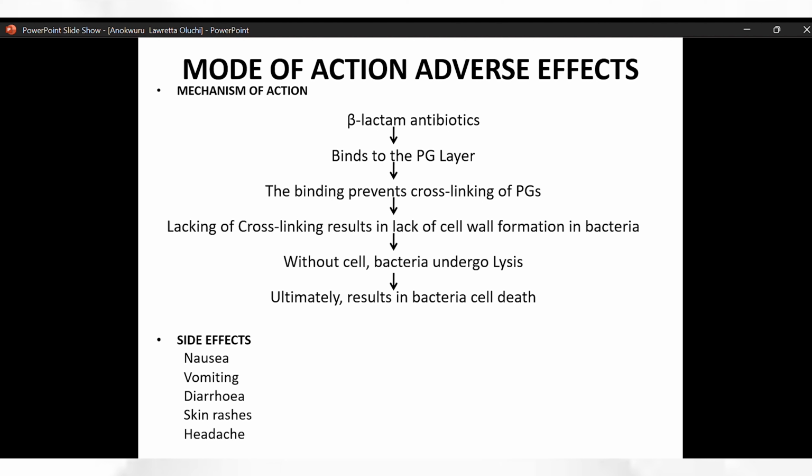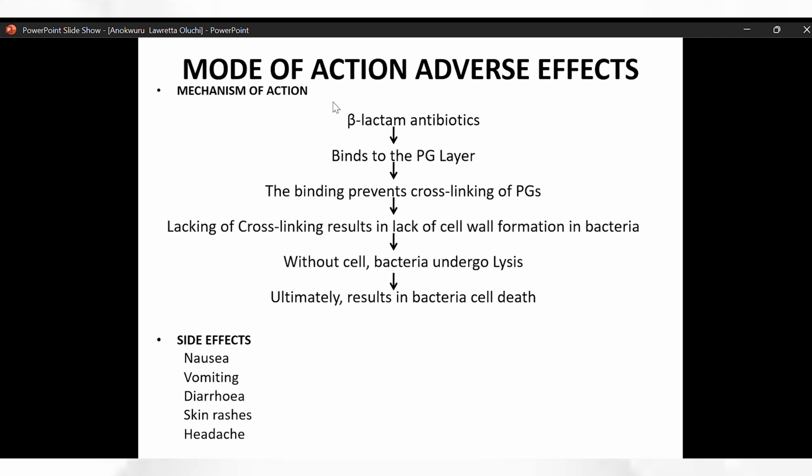But generally, what they want is to see you show that you actually went for your training. Are we together? Now, beyond that, they want to see you show an understanding of what you did. Like this particular slide here, mode of action: you talk about beta-lactam antibiotics binding to the PG layer, preventing, all these things. And then it says ultimately results in bacterial cell death.